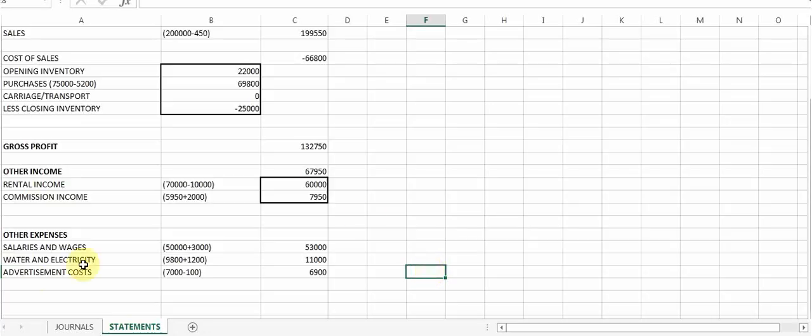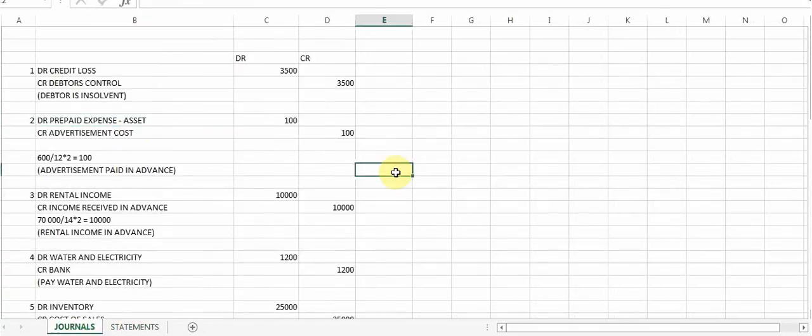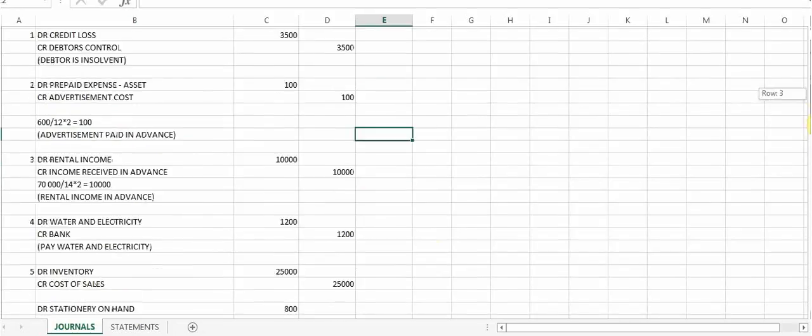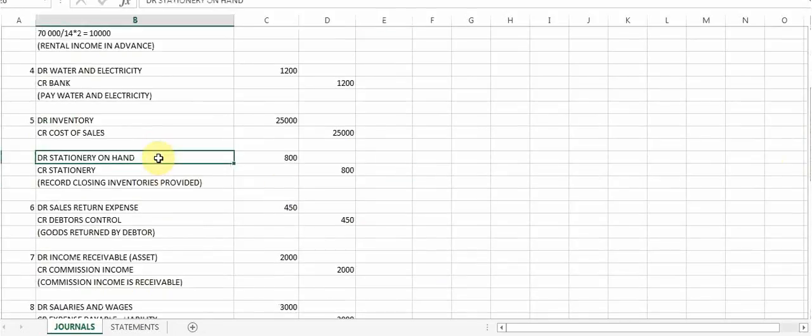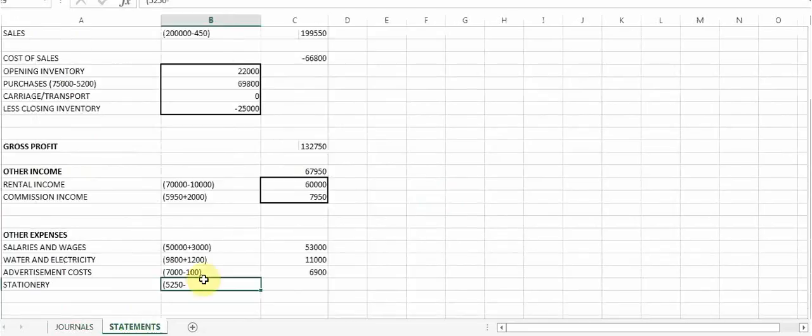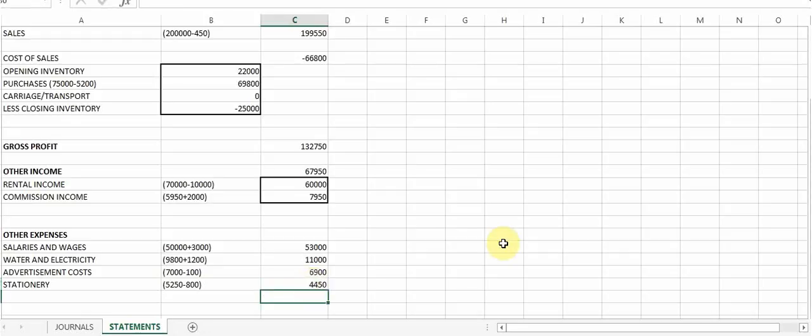What other expenses do I see? I also see a stationery expense listed there. And the stationery value given to me was 5250, but there was an adjustment in the journals because I had some stationery left that I had to move to stationery on hand. So the stationery will decrease by 800 Rand. So I'm going to say minus 800, which means the stationery expense 5250 minus 800 gives you 4450.